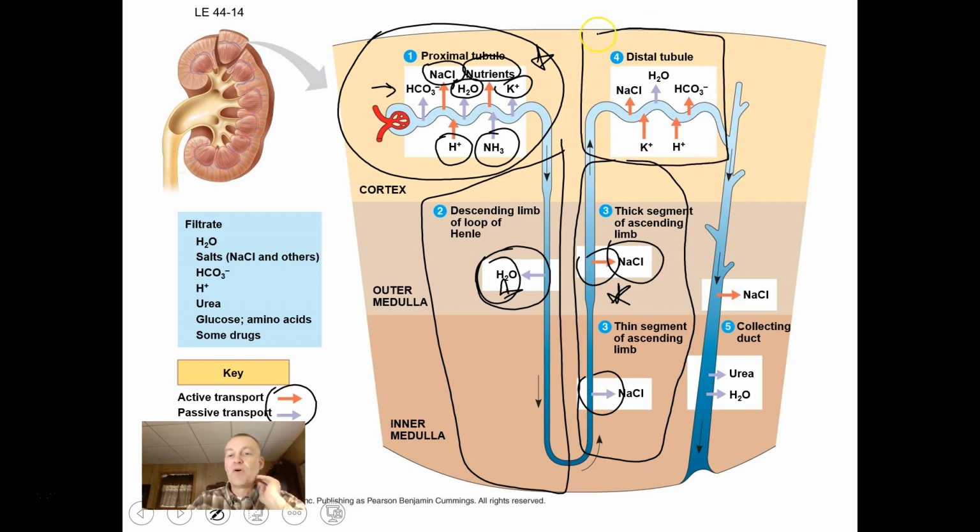Next part will be the distal convoluted tubule. So we do bring in actively sodium chloride, we bring in passively water, we keep on bringing bicarbonate in, and we're getting rid of some potassium here and some extra hydrogen ions as well.